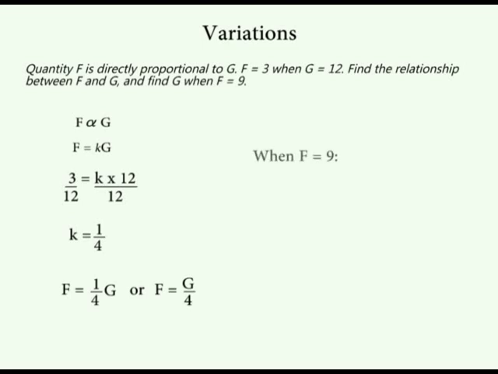So if F was 9, what will be G? 9 is equal to G over 4, and therefore G is equal to 36 if you do the cross multiplication.